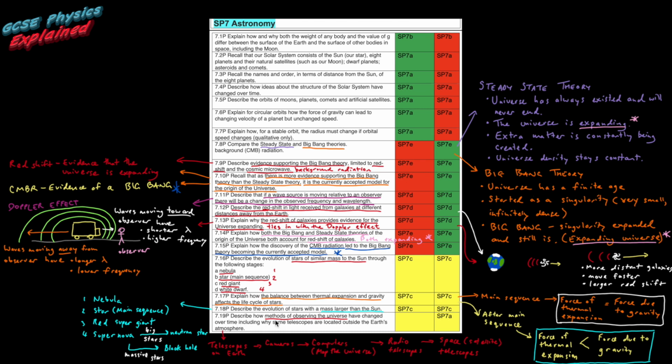And finally, describe how methods of observing the universe have changed over time, including why some telescopes are located outside the Earth's atmosphere. Well, over time, first of all, we invented telescopes, but they were just on Earth. Then we invented cameras. Then we invented computers so we could map the universe. Then we invented radio telescopes so we could observe different types of waves coming from the universe, not just light waves. And most recently we've started blasting telescopes out into space on satellites, such as the Hubble telescope.